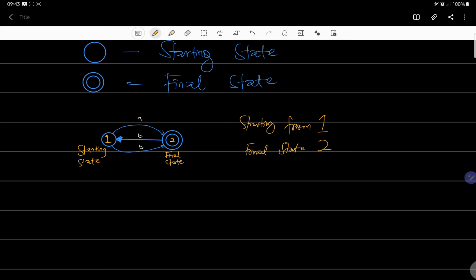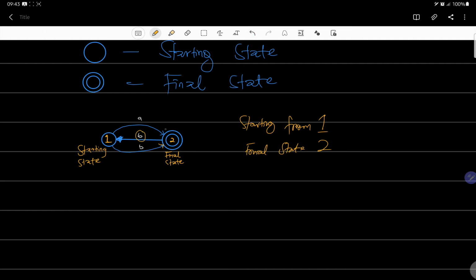Now this final state means 2. So if you want to go from 1 to 2, as you can see as the arrows are moving, you can go through A to 2, or you can also go through B, because the arrow is here. That means you can also go through B to 2, but you cannot go through this other B.